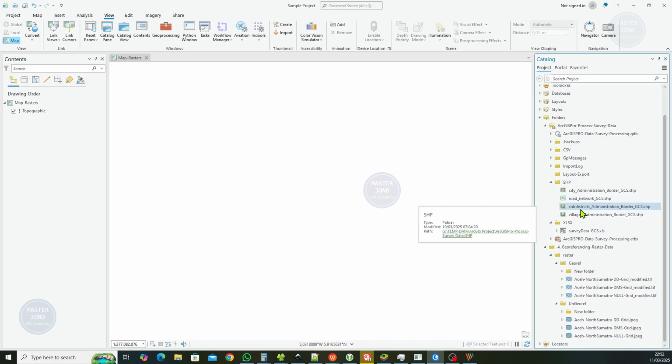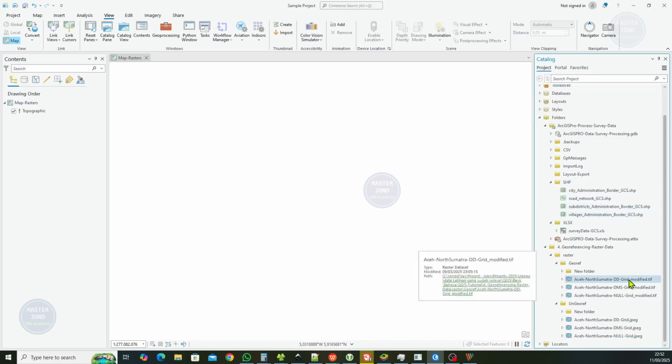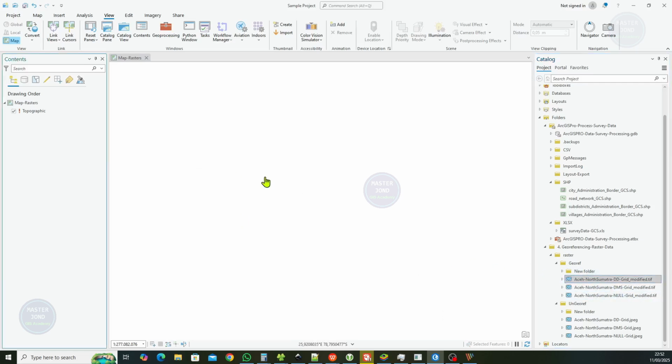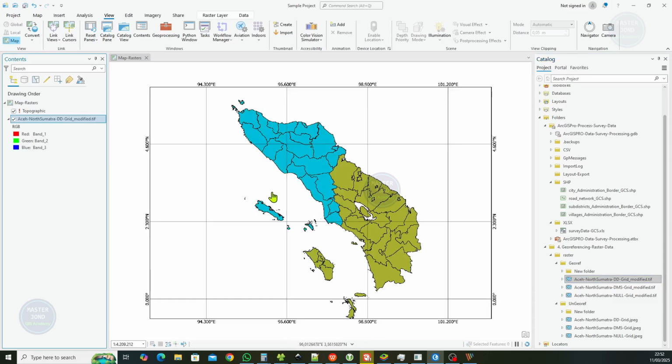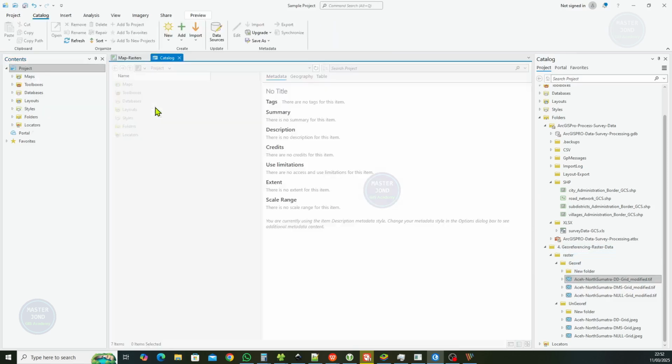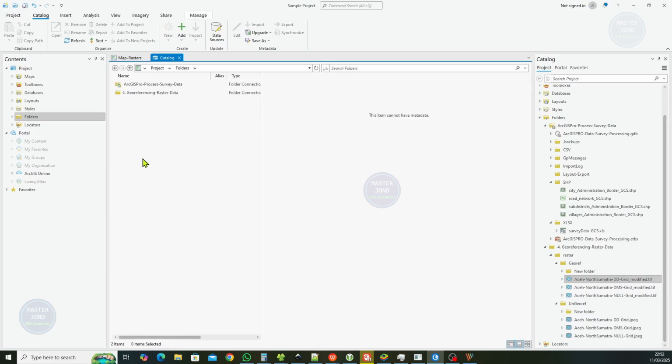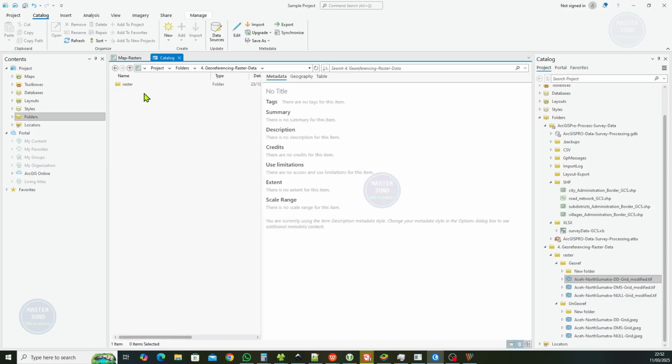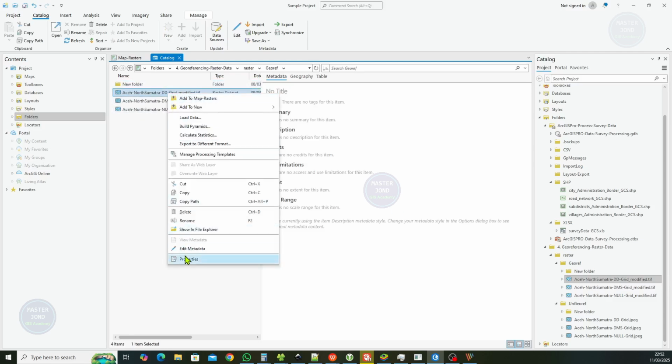All right. Now we will drag this first. And I think we will need a catalog view again. I'm sorry, we will need the properties first, I think. Okay, let's right click here, properties.